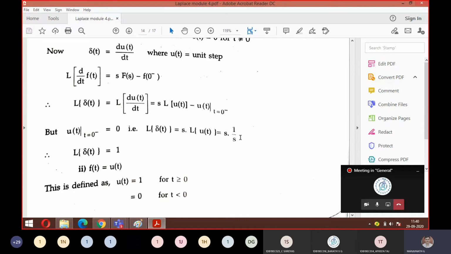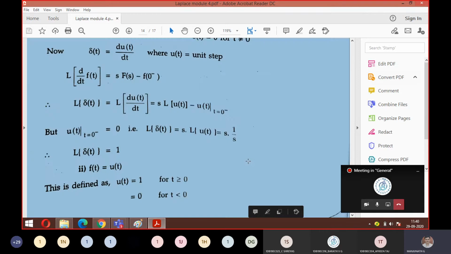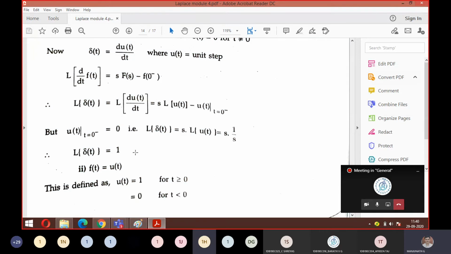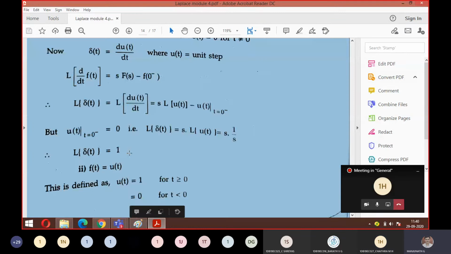So from this, what happens now? S and s get cancelled. What is left out? 1. So am I clear now? Whether you apply the impulse function in the time domain or the frequency domain, the answer remains the same. I hope everyone got the difference between the time domain and the frequency domain with respect to the impulse function. If there is still any doubt, you can ask.